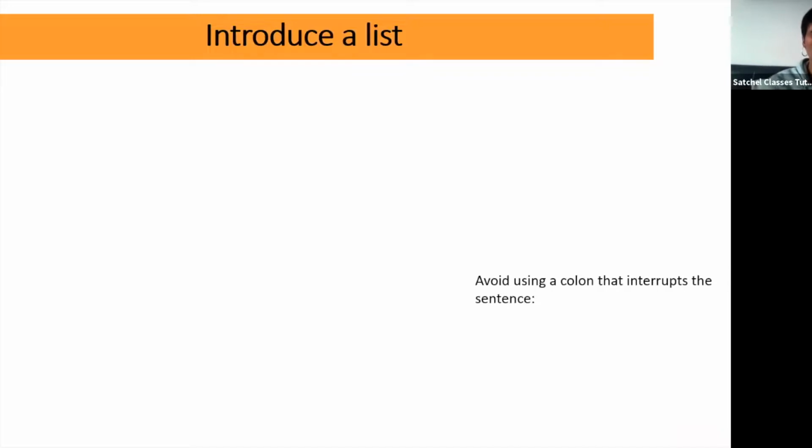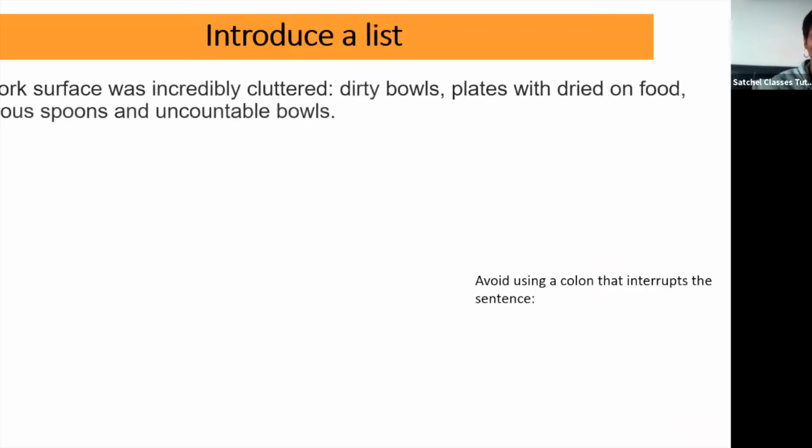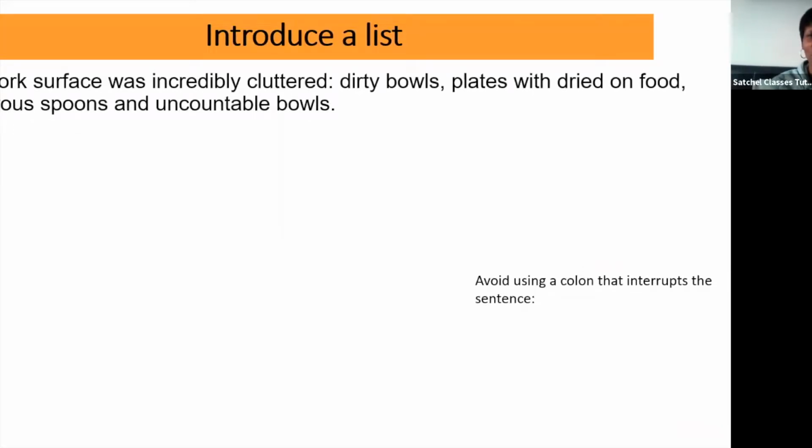First one is about introducing a list. So a colon can introduce lists. For example, this list shows that there is incredible clutter everywhere. And the purpose of the colon is to introduce the idea of clutter. The work surface was incredibly cluttered: dirty bowls, plates with dried on food, numerous spoons, and uncountable bowls.